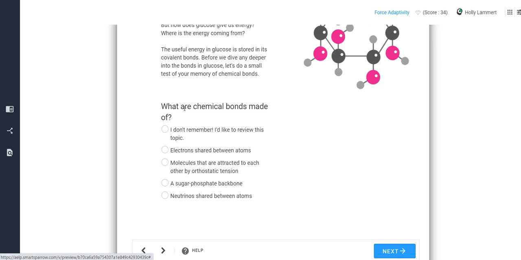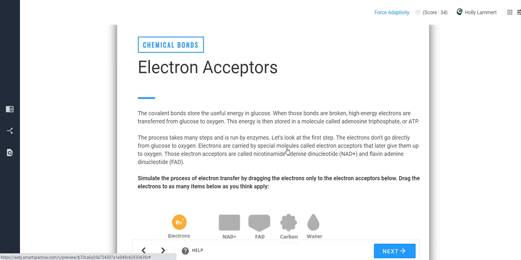So let's figure out what chemical bonds are. You could say, I don't remember, or you could try to guess here. Electrons are shared between atoms. Molecules that are attracted to each other by orthostatic tension. Wow, they never use that word, so that seems a little unfair to throw that out there for you. Chemical bonds could be a sugar phosphate backbone, as an example. Neutrinos, we did not talk about neutrinos either, so, okay, weird question.